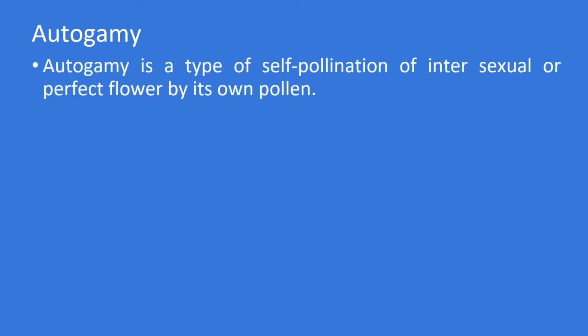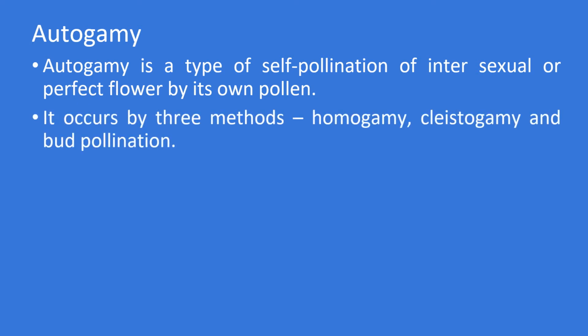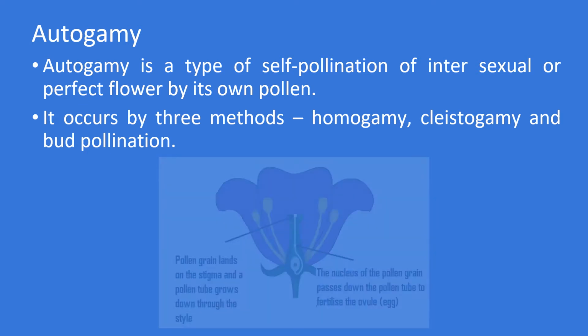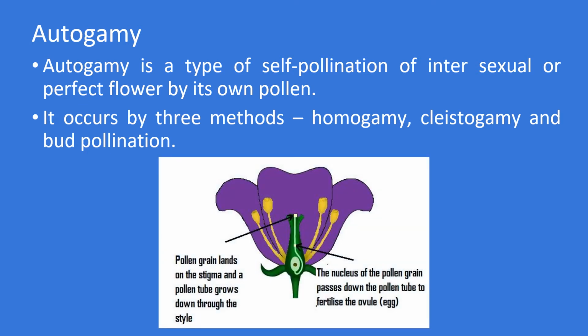Now we are going to discuss autogamy. It is a type of self-pollination of an intersexual or perfect flower. It means both the sex organs, male and female, are present in the same flower, pollinated by its own pollen. It occurs by three methods: homogamy, cleistogamy, and bud pollination.